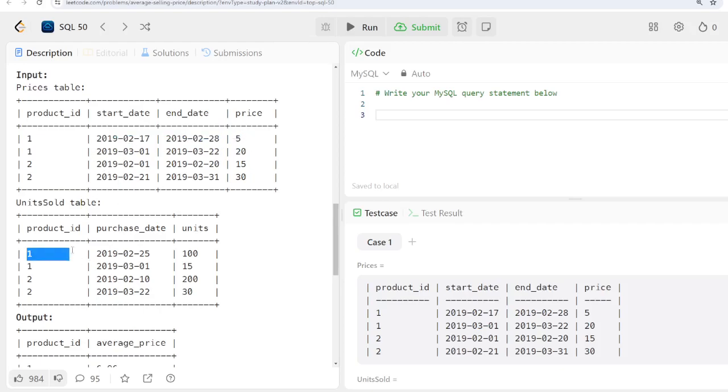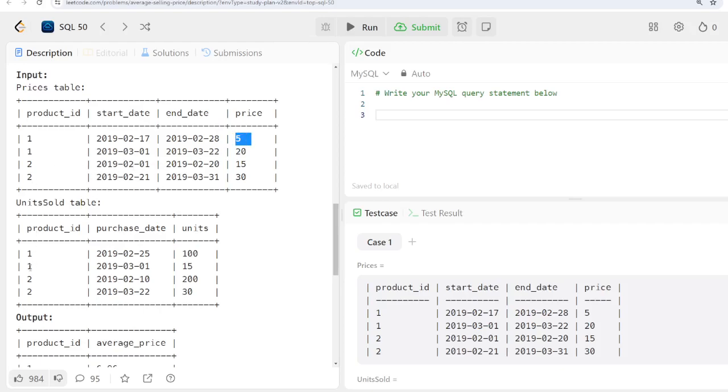So for example, this product ID, that is 1, was purchased on 25th of February and 100 units were purchased. Now to find out the total price, I want to find out what was the actual price for this product ID 1. Now as you can see, 25th of February will lie between these two dates, that is start date is 17 February and end date is 28 February. So 25th of February will lie between this, and the price for this product ID 1 will be 5, right? So I will definitely do 100 into 5, so 500, right?